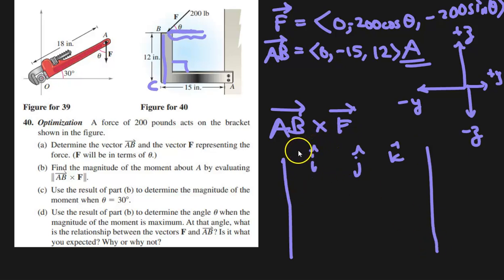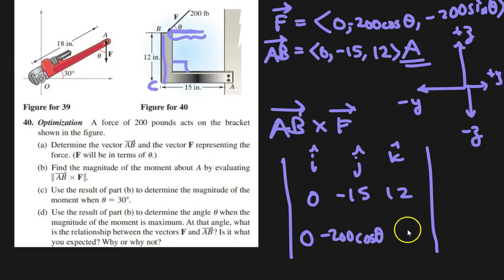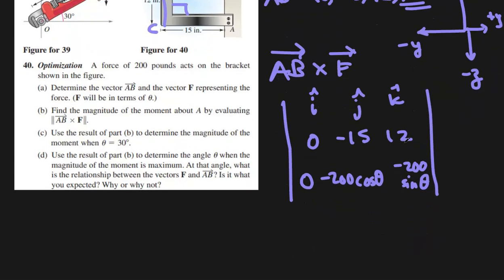Now it's AB cross F. So we'll do AB first, right? Negative 0, negative 15, and 12. Over here we have 0. We have negative 200 cosine theta, and then negative 200 sine theta. Looks a little messy right now, but we'll be fine.